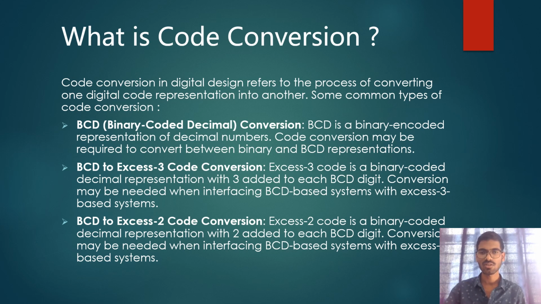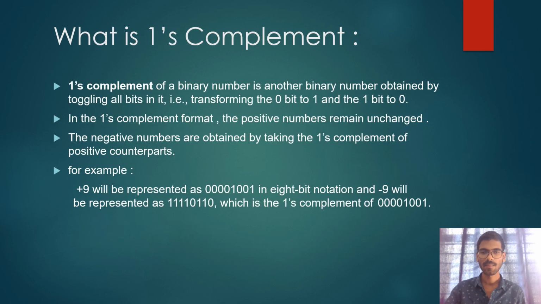Let us learn what is one's complement. One's complement is another binary number obtained by flipping all the bits. For example, if we have bit 0, what do we get by flipping it? We get 1. So it is also a binary number, but we get it by flipping all the bits, transforming 0 to 1 and 1 to 0.